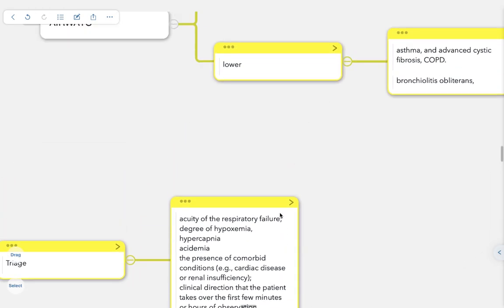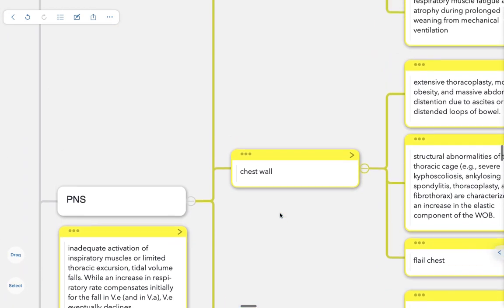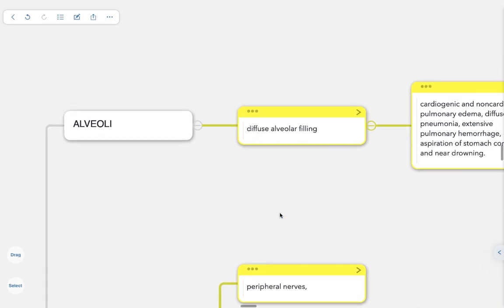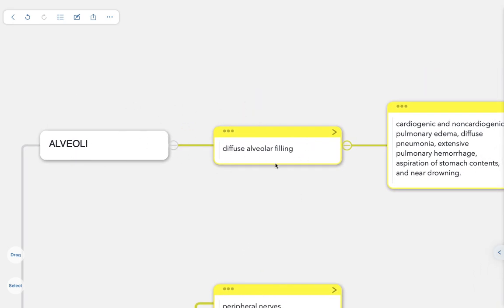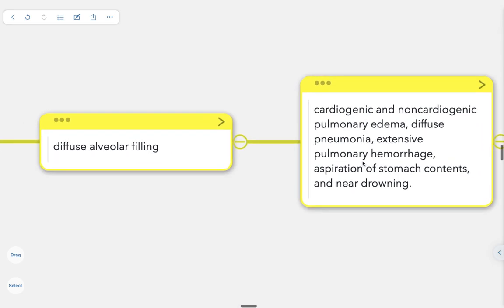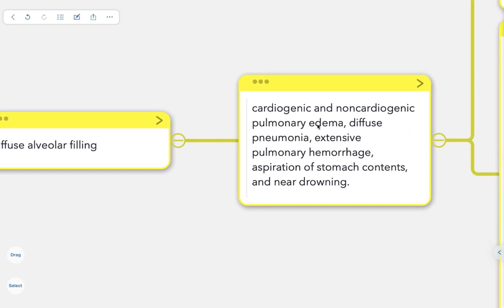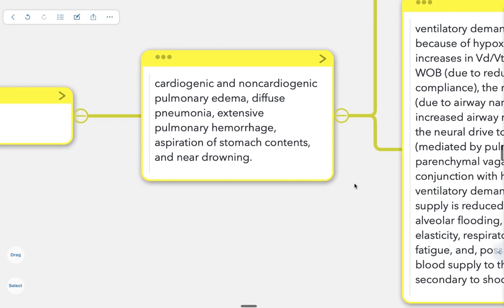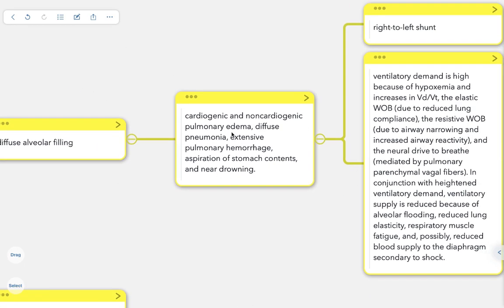After going through the airways, let's go further down. Then we talk about going to the alveoli. Now in the alveoli, there could be a diffuse alveolar filling. Diffuse alveolar filling could be as a result of cardiogenic or non-cardiogenic pulmonary edema, diffuse pneumonia, extensive pulmonary hemorrhage, like happens in the case of diffuse alveolar hemorrhages from various causes, aspiration of stomach contents, and also near drowning. Sort of an ARDS picture, if we want to simplify it.